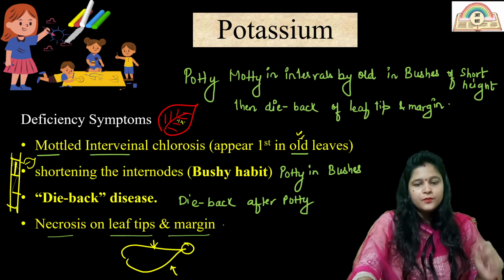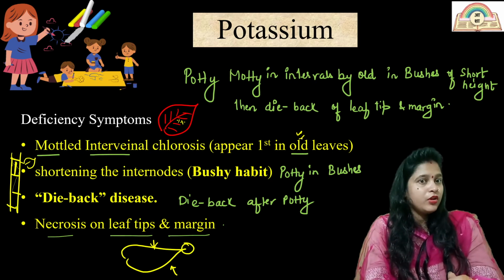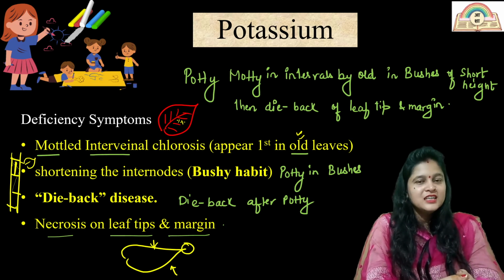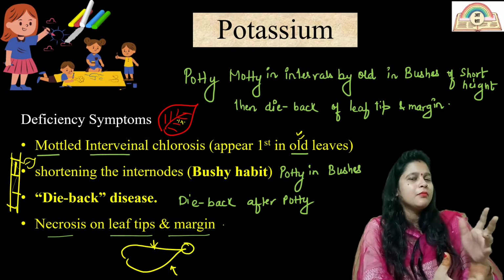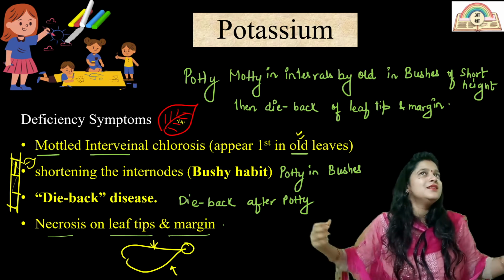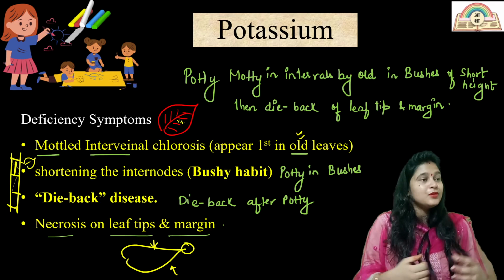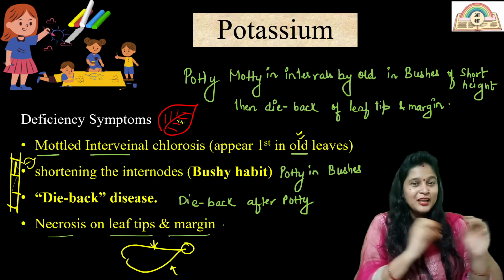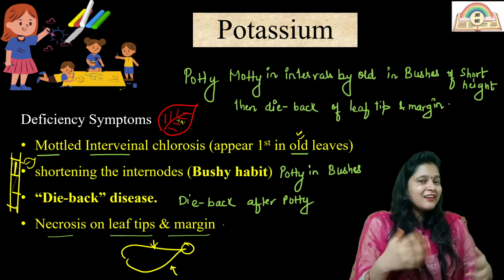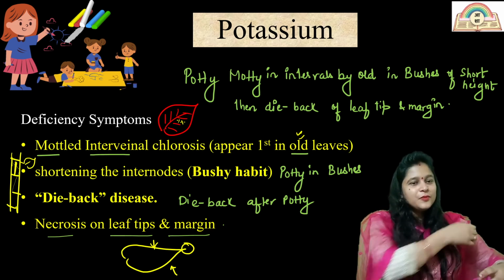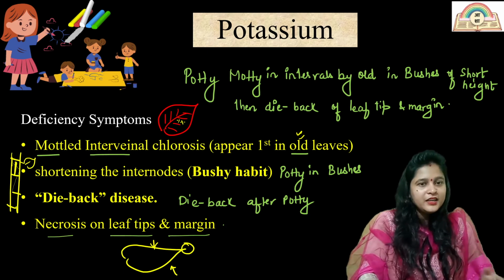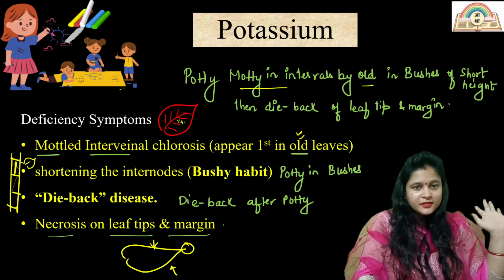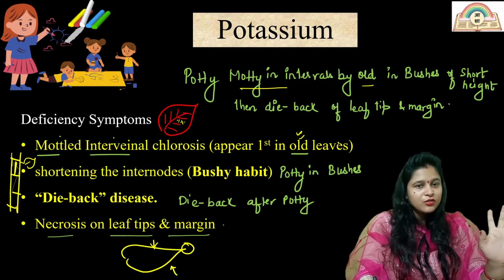Okay, now what's the code here? What's the mnemonic here? Potty motty in intervals by old in bushes. Suppose there is an old lady or man. Old people regularly do potty, because they become old. Newborn and old are like the same, very cute, right? So they do potty regularly, in intervals. Interval means interveinal. Potty motty in interval. Check. By old: mottled interveinal chlorosis first in old leaves.